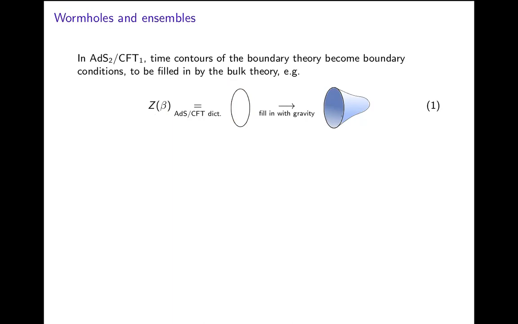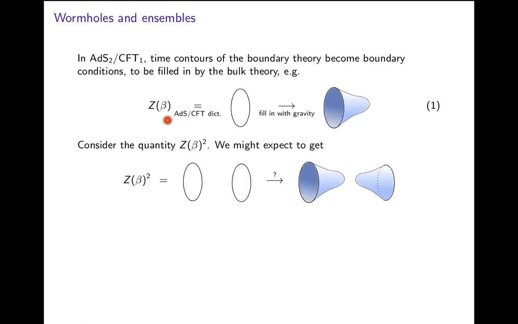So that's the time contour that is associated to this object, the thermal partition function, associated to this circular time contour. And the AdS/CFT dictionary says to compute that using holography, you're supposed to fill in that circle with some kind of gravity configuration. Some two-dimensional gravity configuration, like what we showed on the right here. You start with a circle on the boundary and you fill it in with some two-dimensional geometry. So that's the way the AdS/CFT dictionary works.